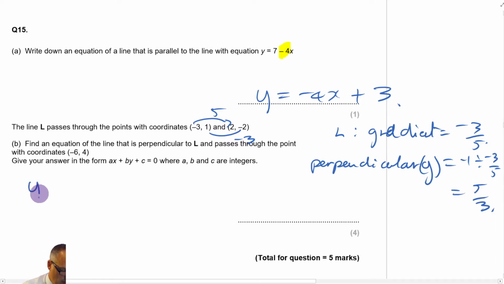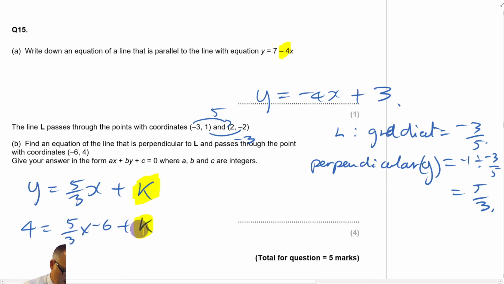So we know that we've got y equals 5/3 x plus something. I'm going to use a k for my something this time, so plus some number k. So I'm going to put in my values, -6 and 4. Put in the 4, put in the -6 here, and I'm looking for my k. -6 times 5 over 3: 3 goes into 6 twice, 2 times 5 is 10, so that's -10. Add it onto the 4 will give me 14 for my k value.